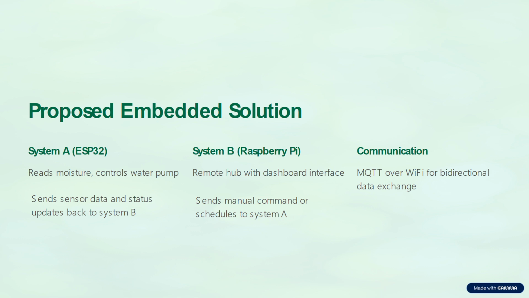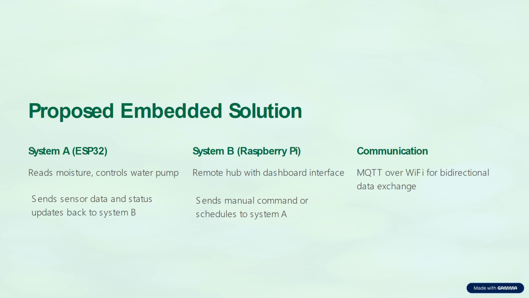My solution consists of two embedded systems that communicate with each other. System A, which is an ESP32 microcontroller, stays in the garden and reads soil moisture and controls the water pump. System B, which can be a Raspberry Pi or another ESP32, acts as a remote hub or user interface.